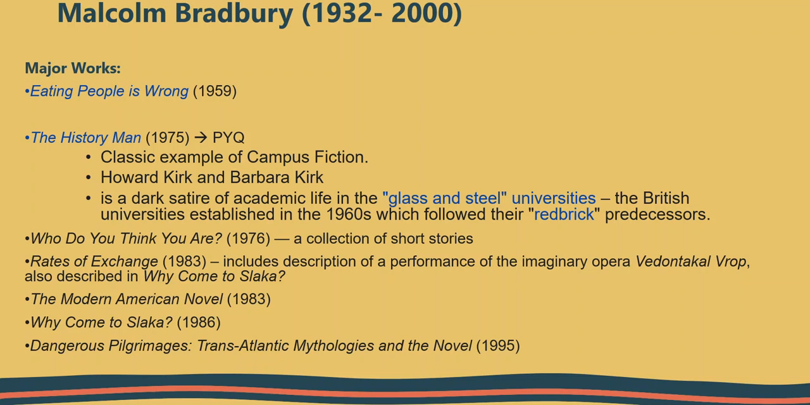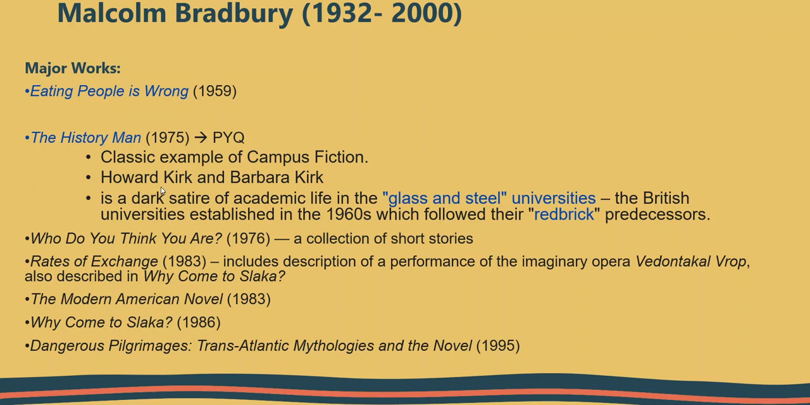So, in a loveless marriage, they are somehow trapped in this relationship, and the glass and steel universities in this fiction symbolize a beautiful but fragile system. Glass is very beautiful, like Howard Kirk and Barbara's relationship, but at the same time it is very fragile. Glass looks very beautiful, but if you throw a stone at it, it will break. That was the case with the relationship between Howard Kirk and Barbara Kirk. Their relationship looks very good, they look very happy, but internally they are trapped in that loveless marriage. That's the story. So it was a satire on academic life.